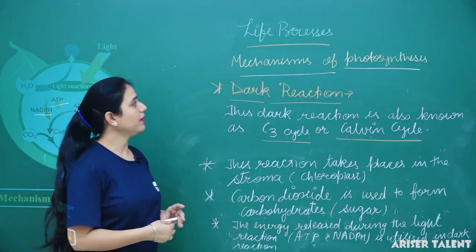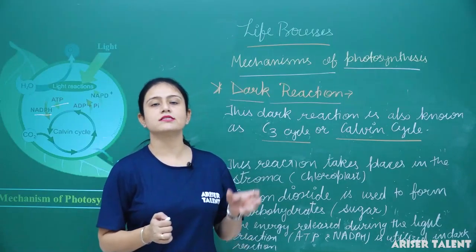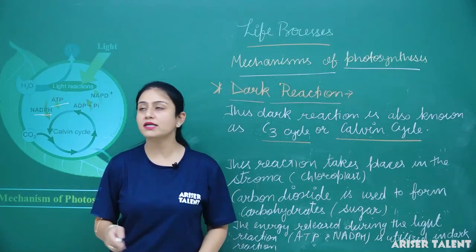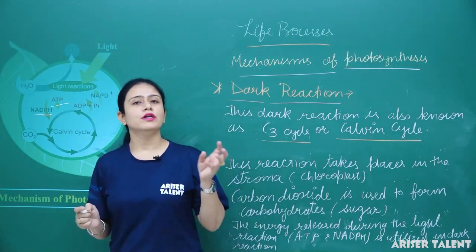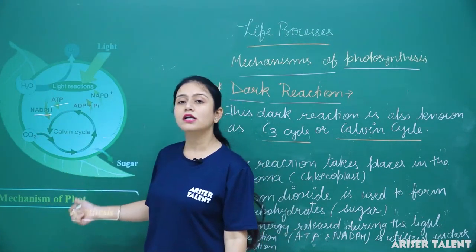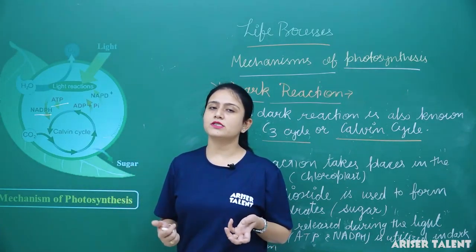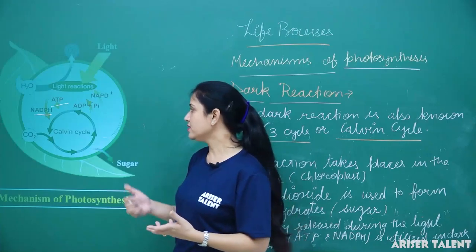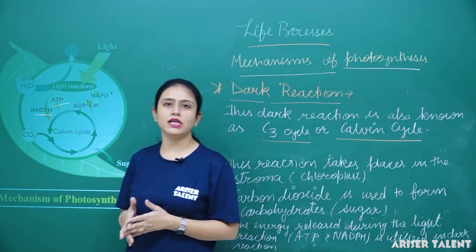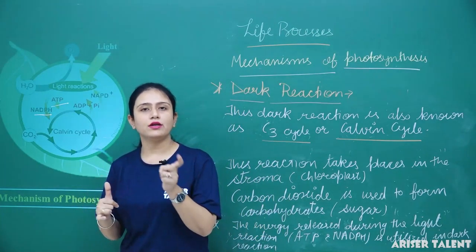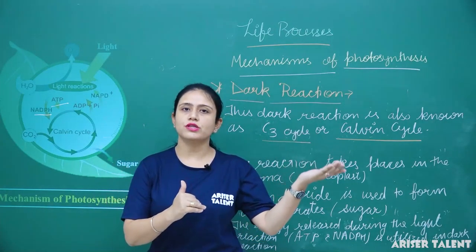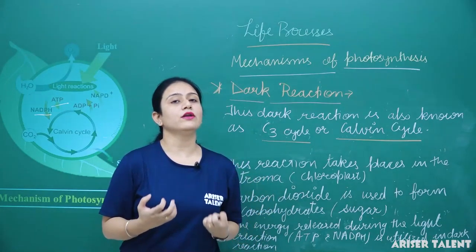This is all about the mechanism of photosynthesis: the complete mechanism is completed in two parts. Light reaction, which is performed in the presence of sunlight, and the other part, the dark reaction, which takes place in the absence of sunlight, which is the reason it is known as dark reaction. During the light reaction, whatever water is present in the leaf breaks down into hydrogen, proton, and electron, and oxygen is evolved. Then oxygen goes into the atmosphere. This is how we get oxygen from the plants.